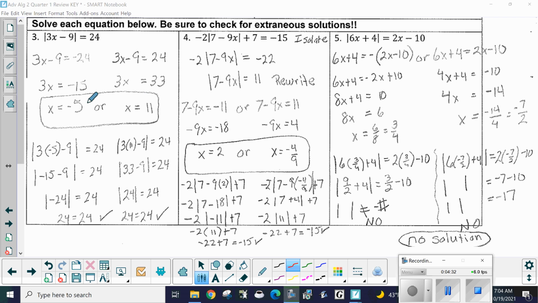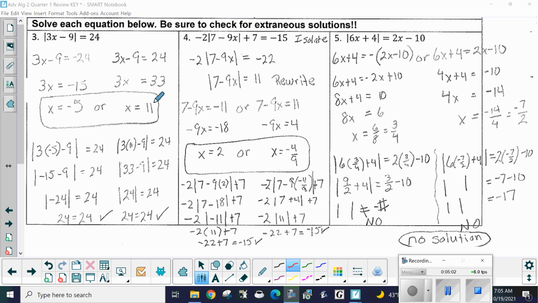So x is either negative 5 or 11, which will cause the stuff inside the absolute value to be 24 steps from 0. Now, I can check this by plugging the negative 5 in. 3 times negative 5 is negative 15. Negative 15 minus 9 is negative 24. The absolute value of negative 24 is 24. 24 equals 24, checks.